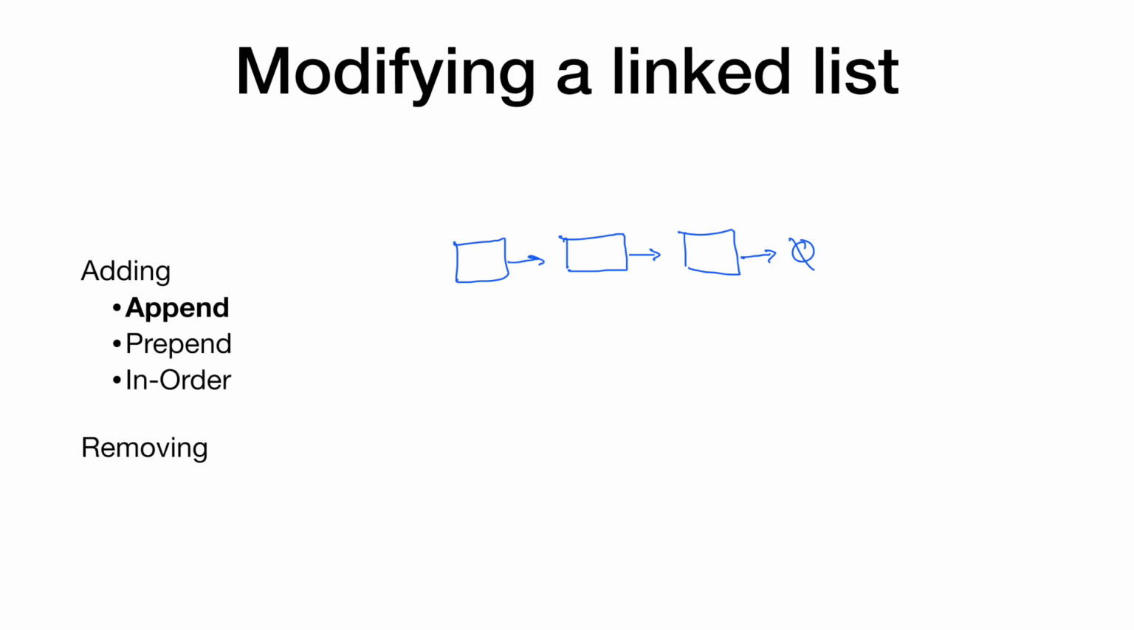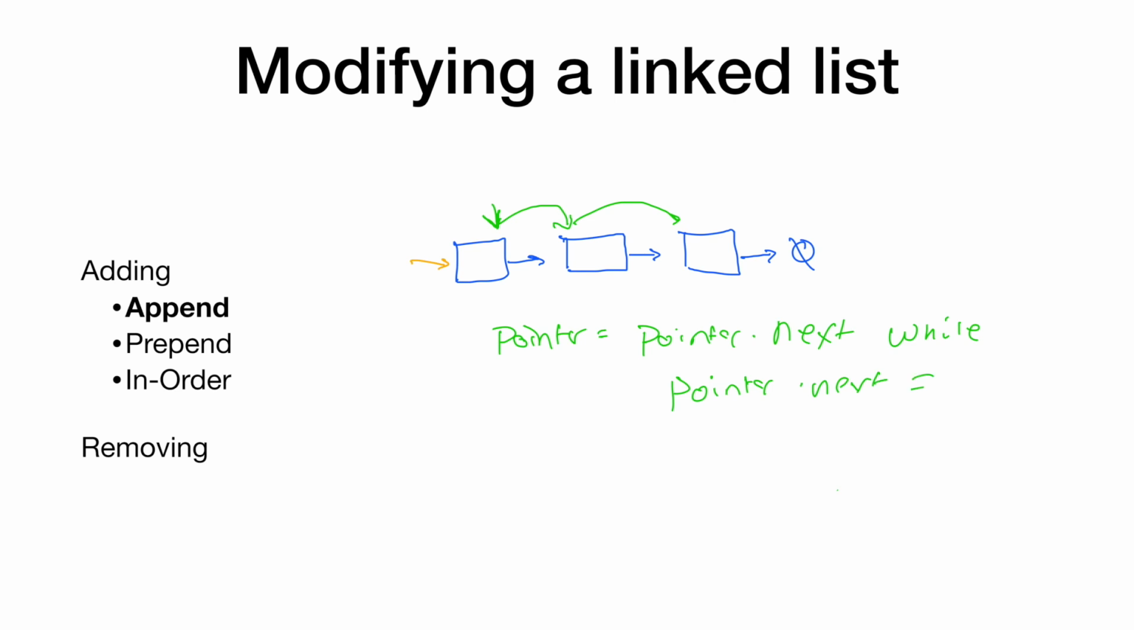So normally we have a pointer here, and we know the first node in our list. What we would do with appending is we would move that pointer from here to its next, until, basically you say let pointer equal pointer dot next while pointer dot next is not equal to null.